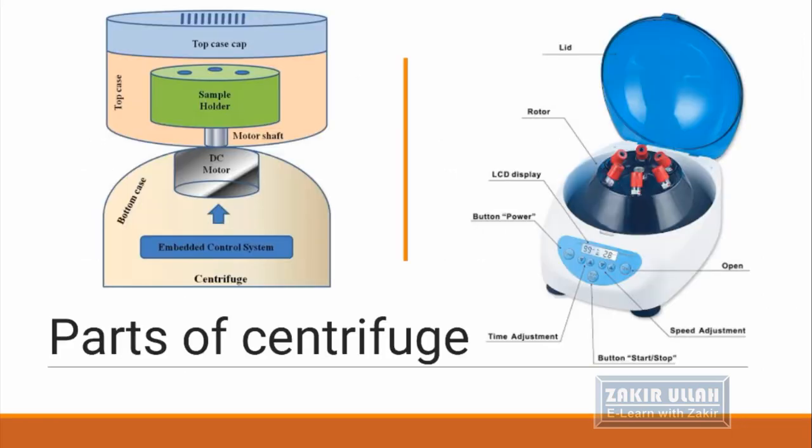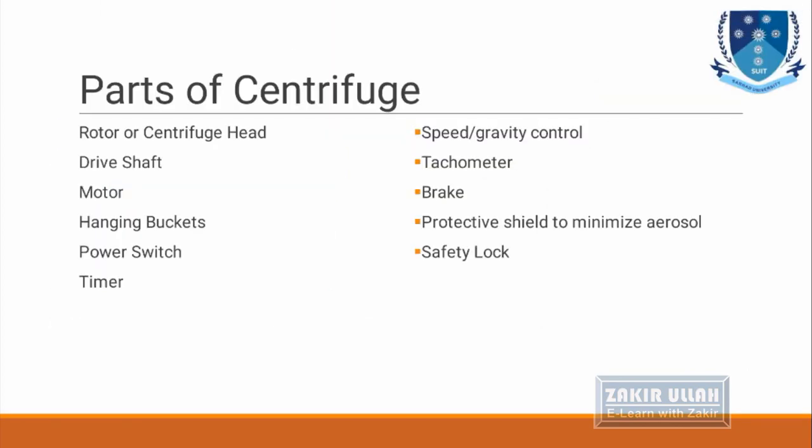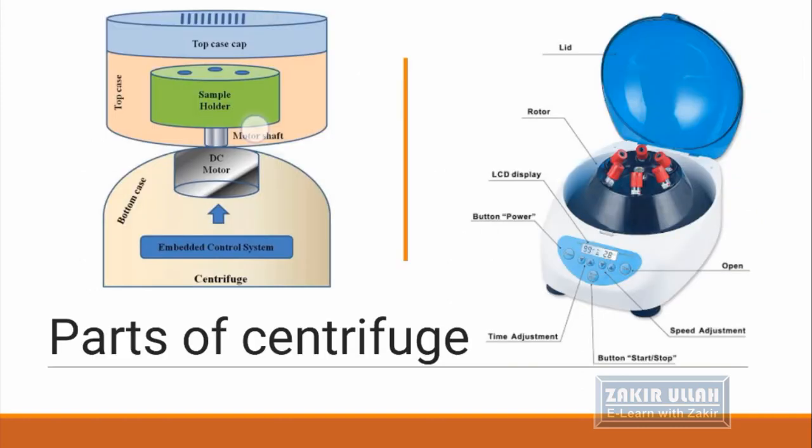Here we can describe this diagram. On the left side we have the diagram which contains the sample holder, the top case, which is the cover of the centrifuge. Inside the top case we have a sample holder, and the sample holder is inside the rotor head of the centrifuge. The rotor head is attached to the shaft of the centrifuge, and this shaft is attached to the motor, which controls the centrifugation and the revolution of the centrifuge.